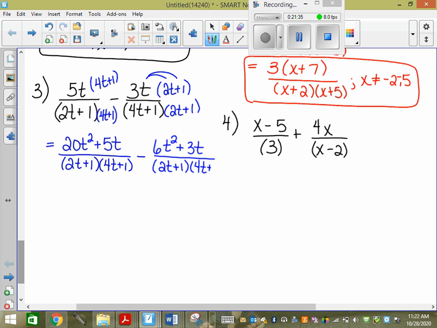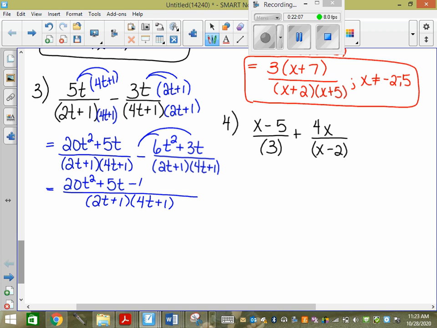So our first step is get common denominator. We just did that. Check. Done. Right? First step, get common denominator. Second step, write over one denominator. So we're going to get 2t plus 1, 4t plus 1. Distributing. So we're going to get 20t squared plus 5t. Then we have to remember to distribute our minus through. So minus 6t squared minus 3t.